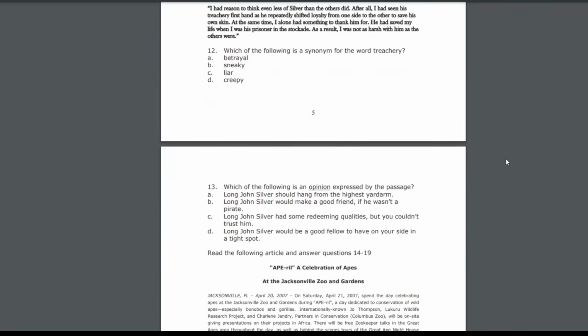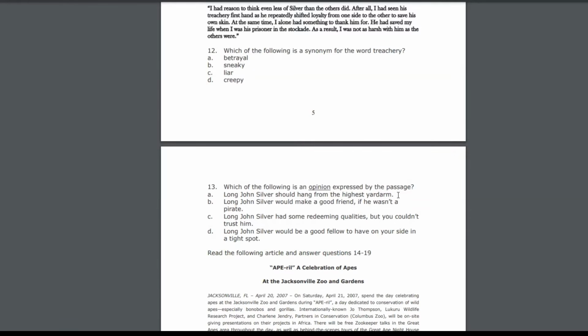All right, we take a look at number 13. It says, which of the following is an opinion expressed by the passage? So of course, make sure for this particular part of the exam, you understand the difference between a fact versus an opinion. An opinion, of course, is based on how someone feels, versus a fact, which is something that's stated that's supported by actual evidence.